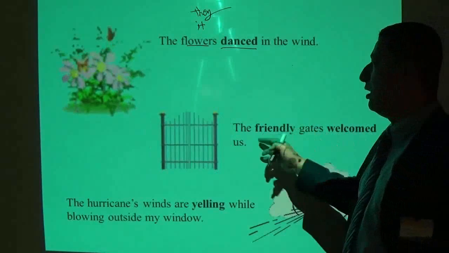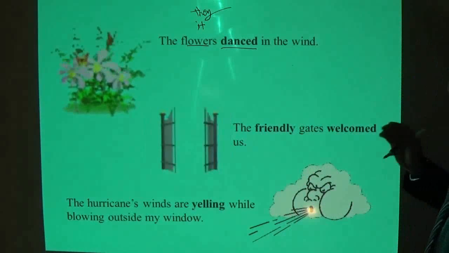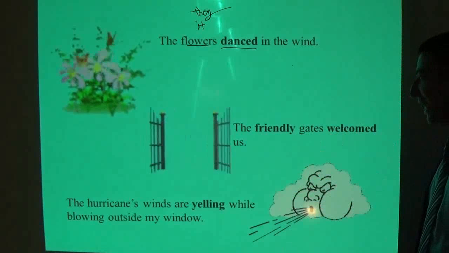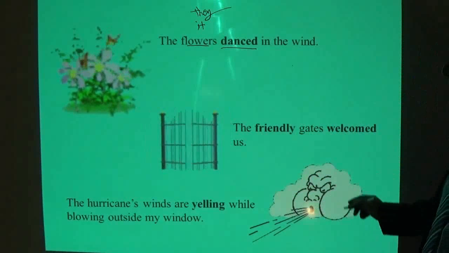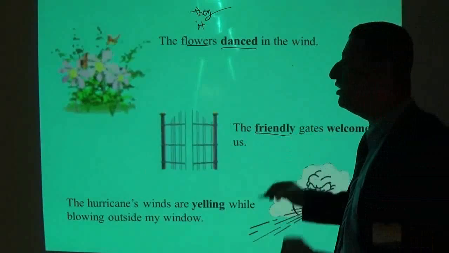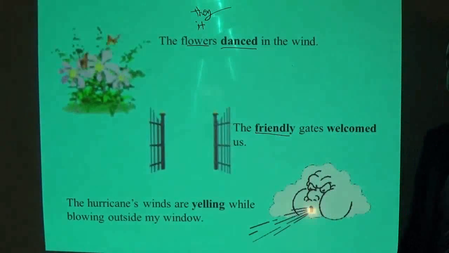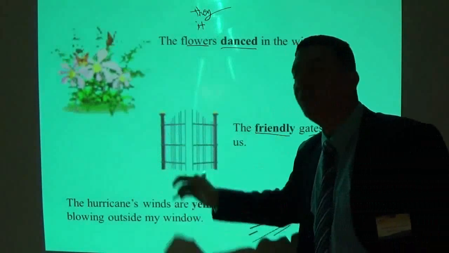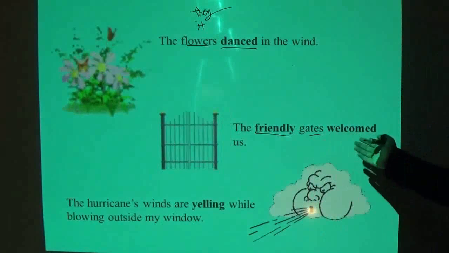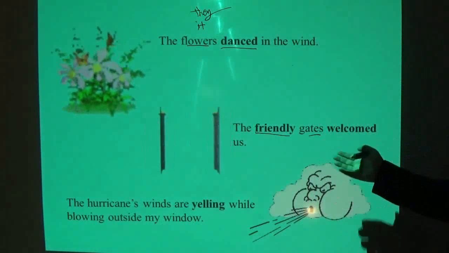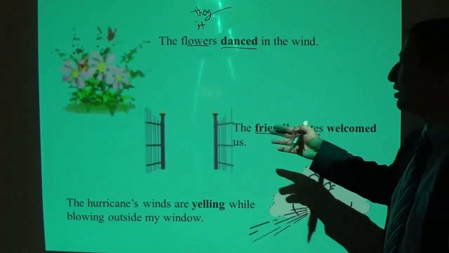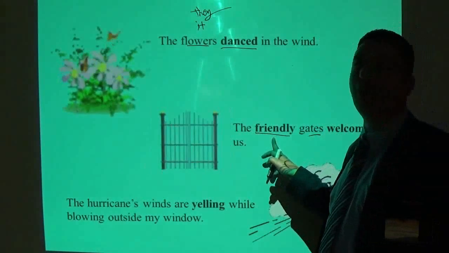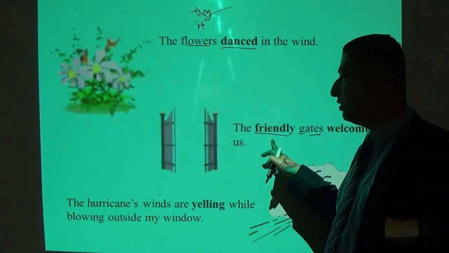Excellent. The other picture: the friendly gates welcomed us. Friendly. What is the meaning of friendly? It comes from the word friend. And the gate, this is called a gate, the door. Welcomed us means it opened automatically. This is non-human, and friendly is human. This is called personification, okay?